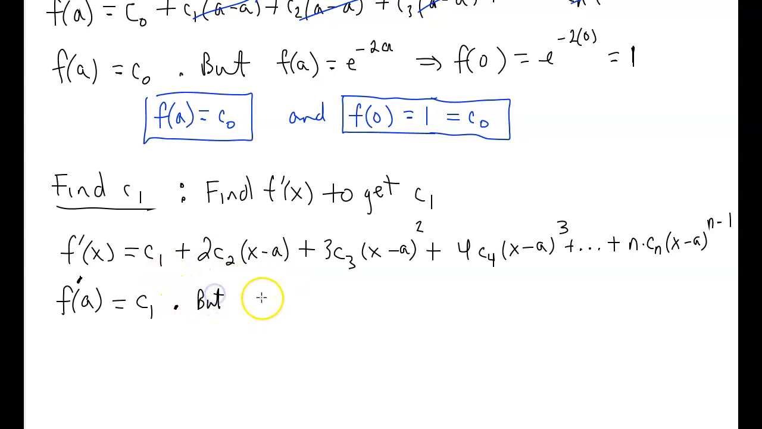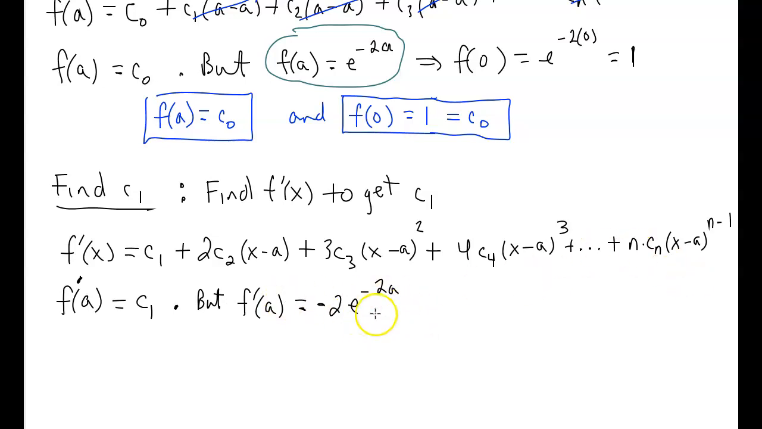Now, remember f prime of a. If we just look at our function, and I'm going to circle this just so that you know where to focus, if this is f of a, then f prime of a would actually be e raised to the minus 2a times a negative 2 because of the chain rule. So this will be a negative 2 e to the negative 2a.